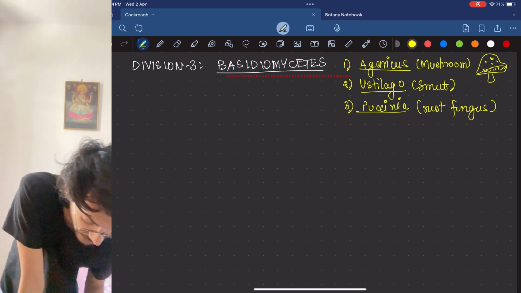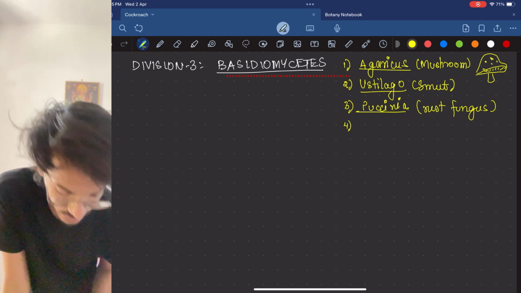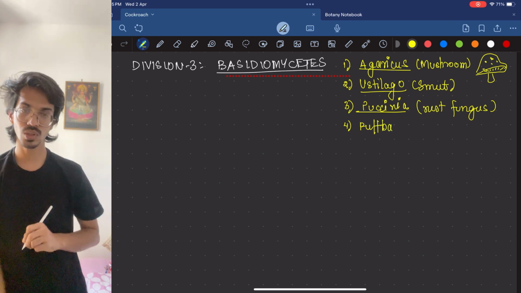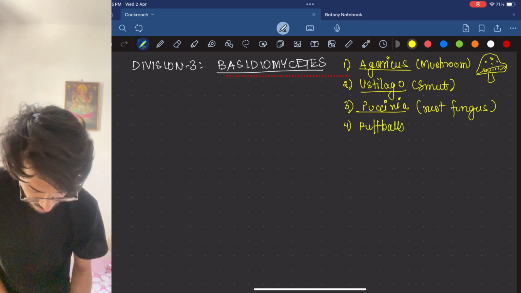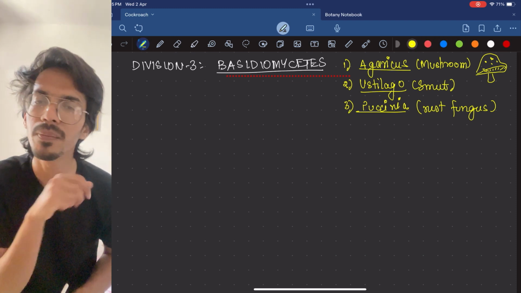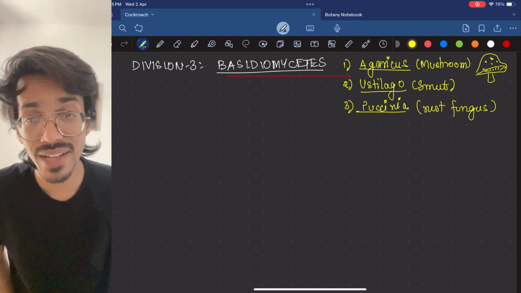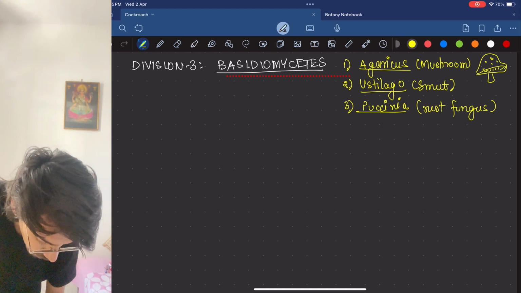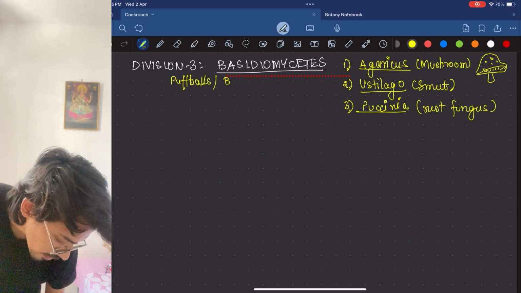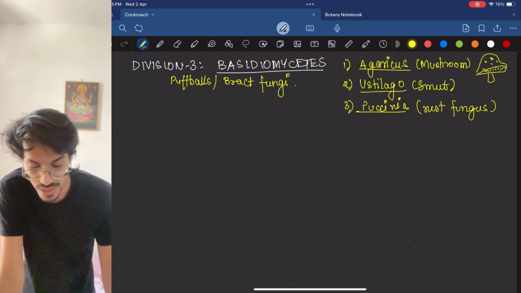Other than this, like the mushrooms we eat, there are certain other types of fungi which we also eat, like the puffballs. Okay, leave the puffballs. The important thing is that this fungi is also called puffballs or bracket fungi. Similarly, the ascomycetes are called what? Sac fungi. These are called puffballs or bracket fungi.